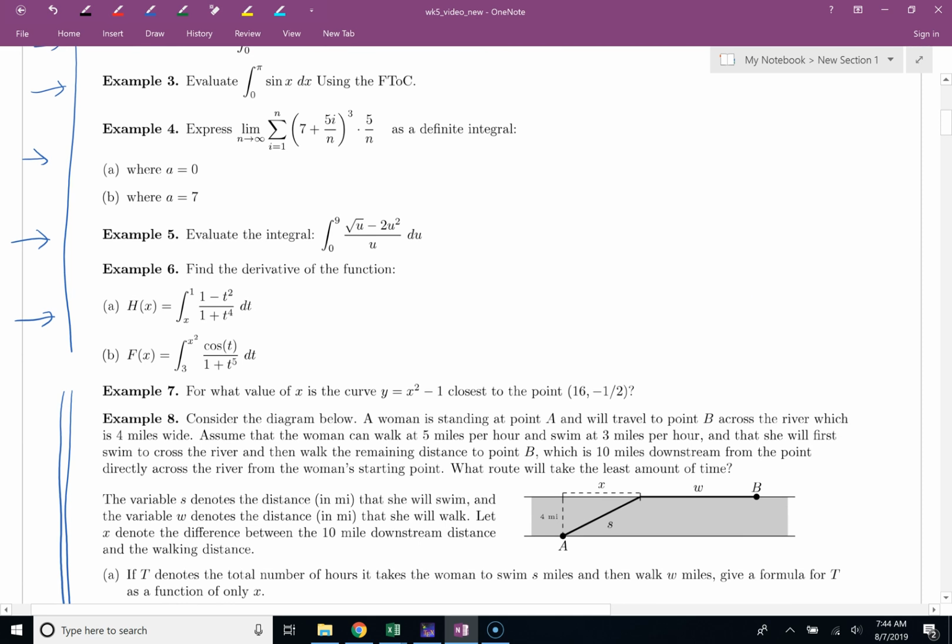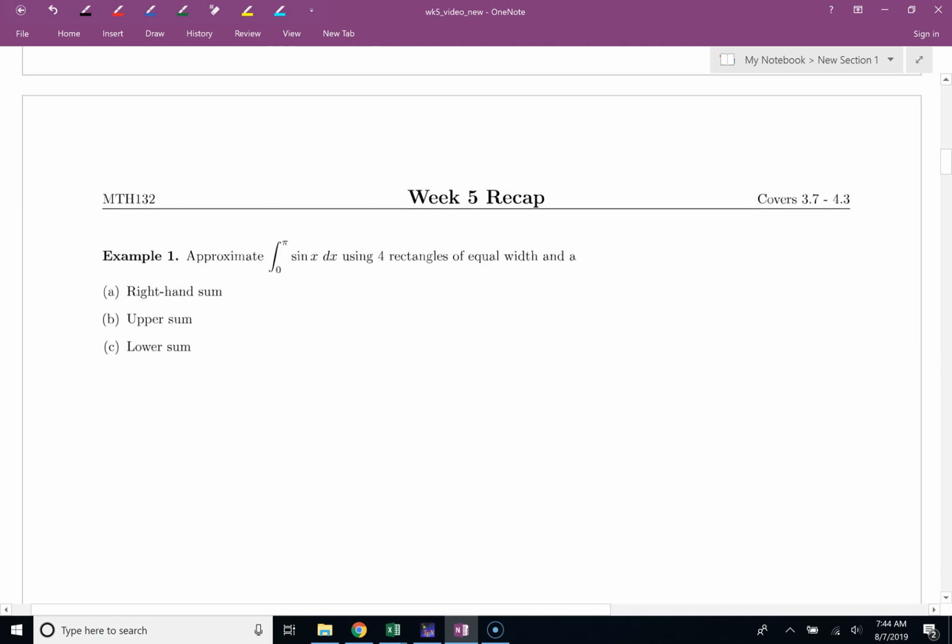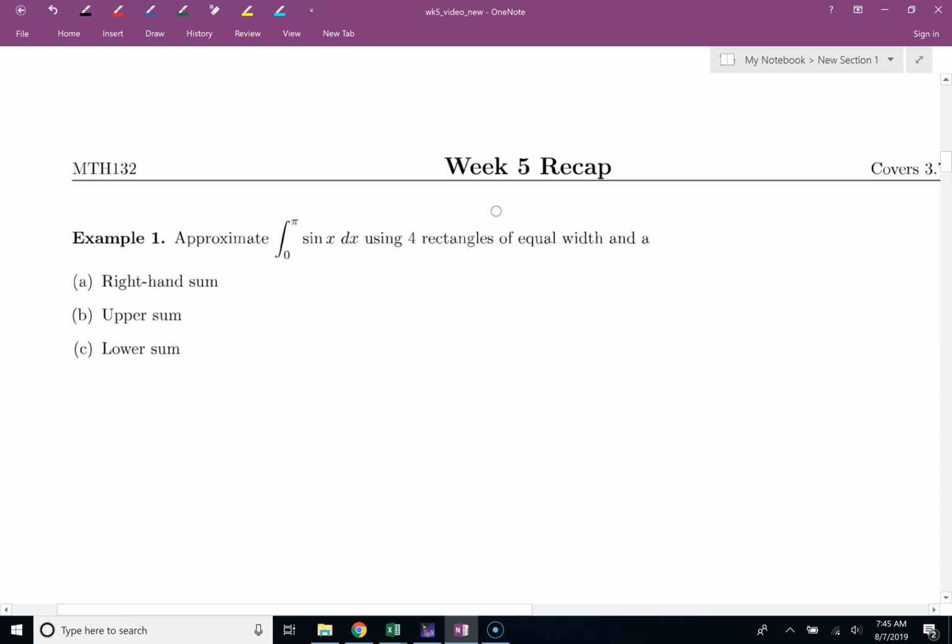All right, so without further ado, let's get to it with example number 1. I want to evaluate, or really approximate, this definite integral, right? So this area under the curve of sine of x on the interval from 0 to pi using 4 rectangles of equal width, and then we're going to do a right-hand sum, an upper sum, and a lower sum.